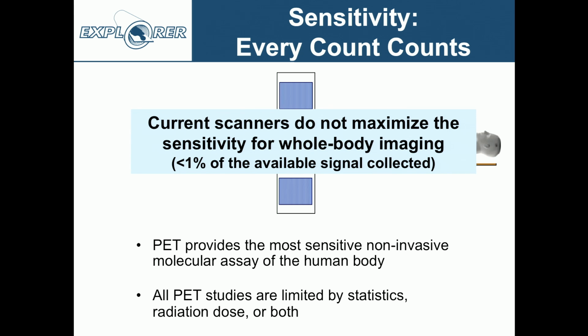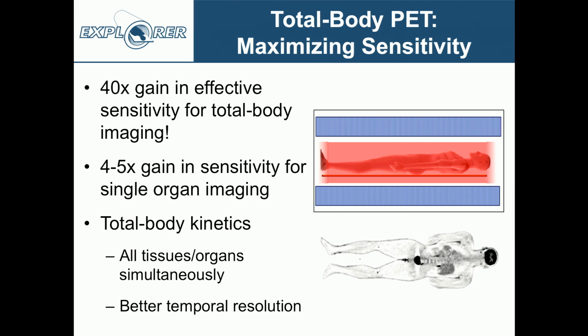So current scanners, when we're looking at the entire body, do not maximize the sensitivity that's possible. In fact, you can easily show that we collect less than 1% of the available signal. So we're giving the dose to the patient, and we're only collecting less than 1% of the signal. That's really, really wasteful. So the question is what to do about it. Well, the answer is not rocket science. It's really pretty straightforward. We've got to improve the solid angle coverage around the patient, because that is the thing that's leading to such poor sensitivity when we're trying to image the entire body.